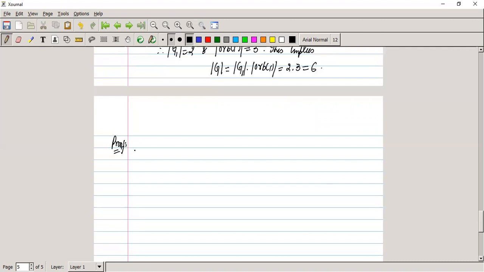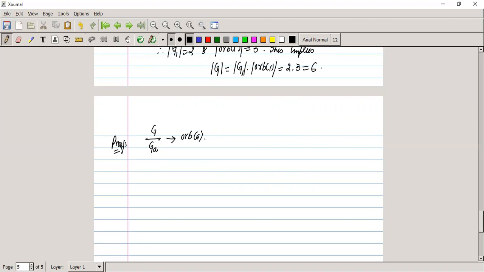So actually first we will introduce the idea of how we will proceed towards proving this result. The main idea behind proving the result is that we will define a mapping from G upon stabilizer of a point A into the orbit of A. We will try to define a mapping from this.